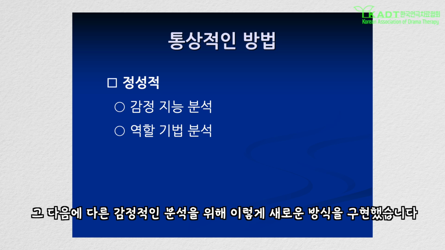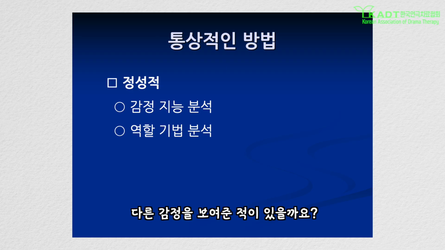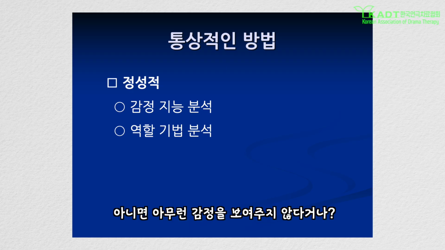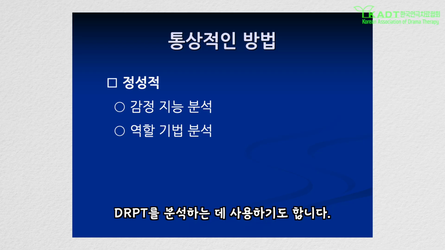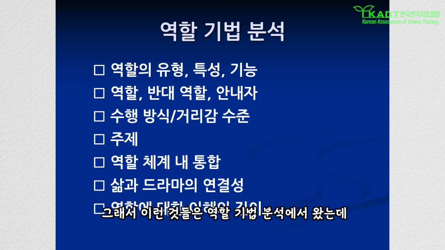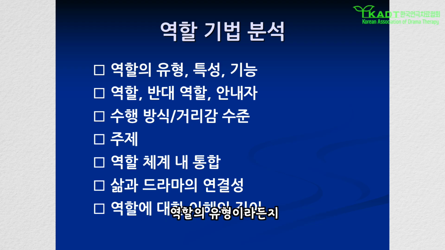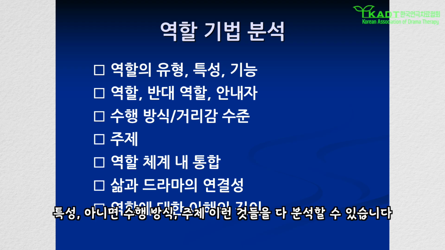We've developed another set of measures to measure emotional intelligence. Did they act out different emotions or no emotions? So we were able to use Robert Landy's role method analysis and use the DRPT to help evaluate that. So for example, you could measure the role types, the role, counter role, and guide, the style of enactment, the theme, integration, life drama connection, and all that. All of this is from the role method.